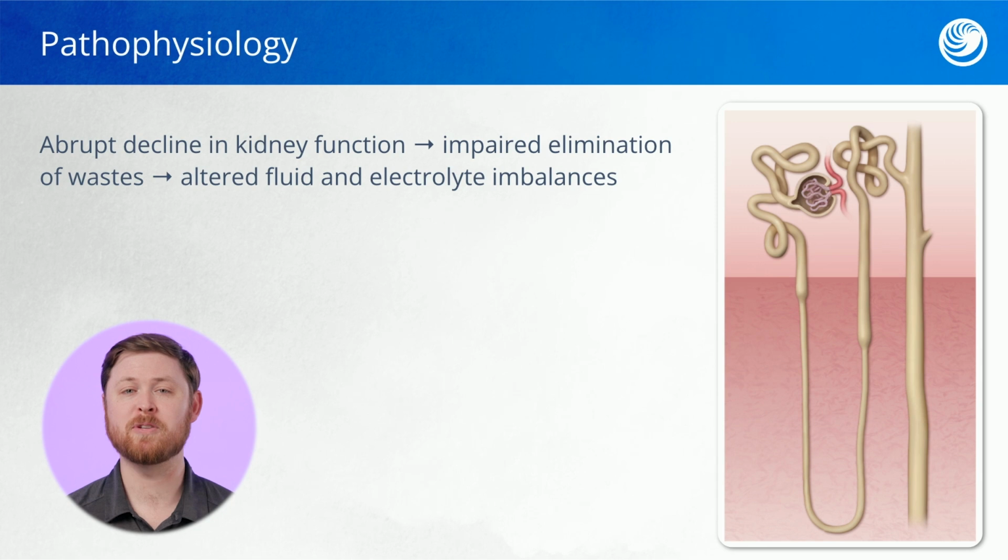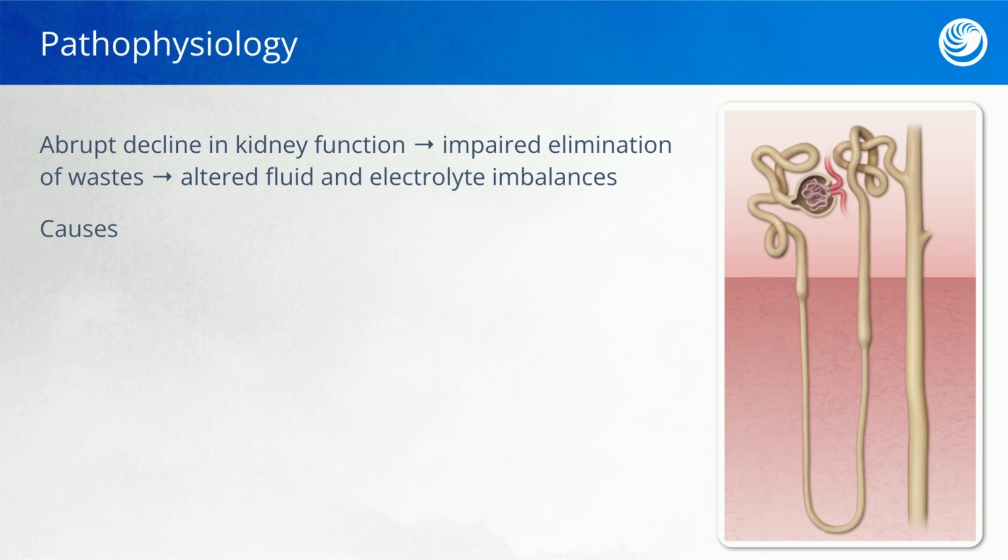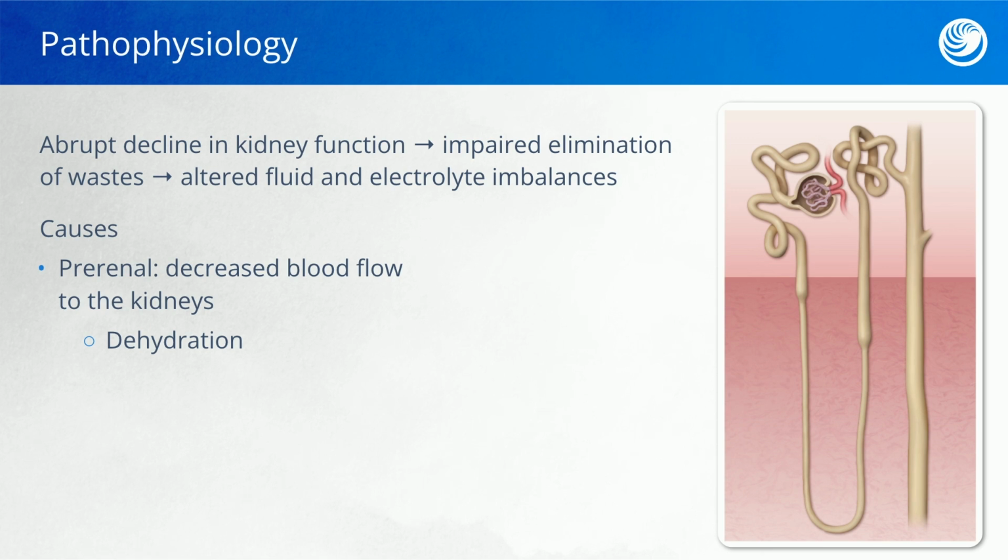AKI is an abrupt decline in kidney function that results in the impairment of waste elimination and contributes to the development of imbalances in fluids and electrolytes within the body. Like I mentioned earlier, AKI has pre-renal, intrarenal, or post-renal causes. Pre-renal causes are factors that affect kidney function outside of the renal system and are usually a result of a decrease in blood flow to the kidneys.